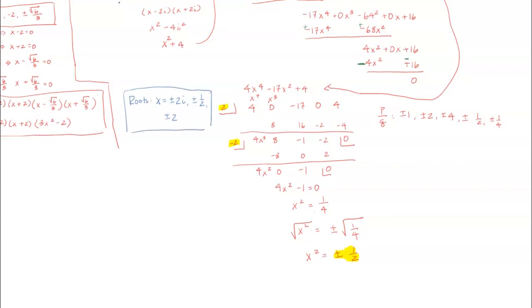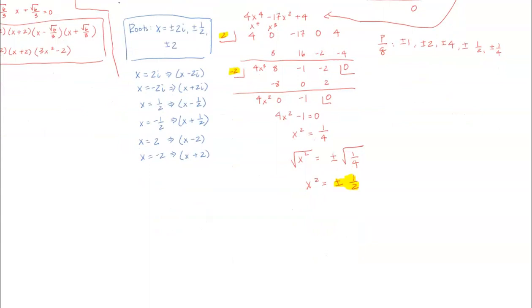Now, if I want to put those in factored form, I can put x equals 2i, x equals minus 2i, x equals 1/2, x equals negative 1/2, x equals 2, x equals negative 2. x minus 2i, x plus 2i, x minus 1/2, x plus 1/2, x minus 2, and x plus 2.